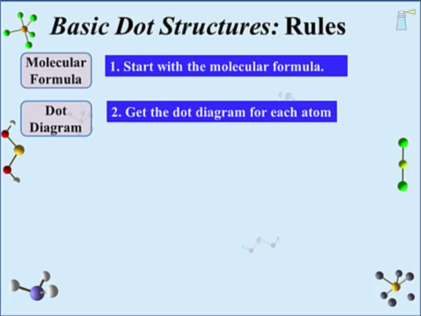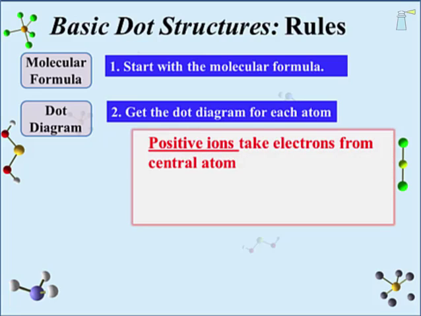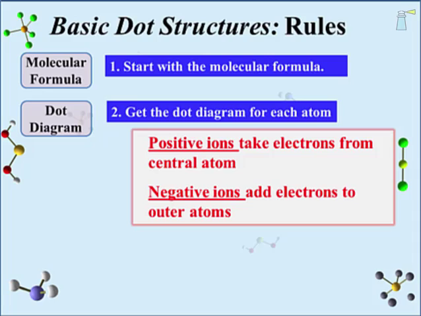A quick side note, if the molecular formula is a polyatomic ion and it is a positive ion, take electrons from the central atom. If it is a negative ion, add electrons to the outer atoms. More on this when we address polyatomic ions. Back to the main steps.